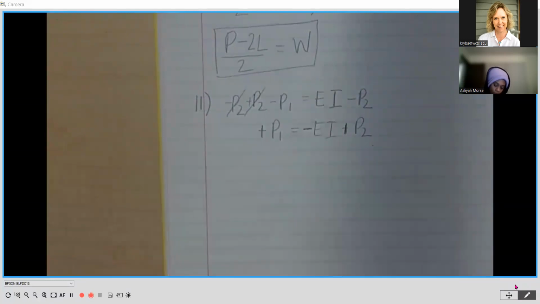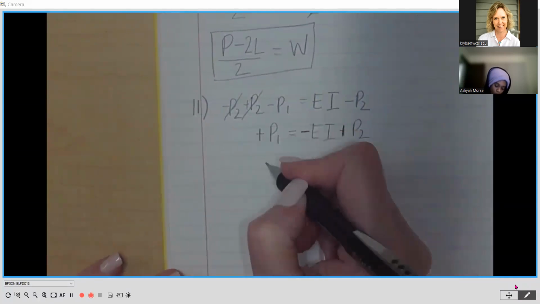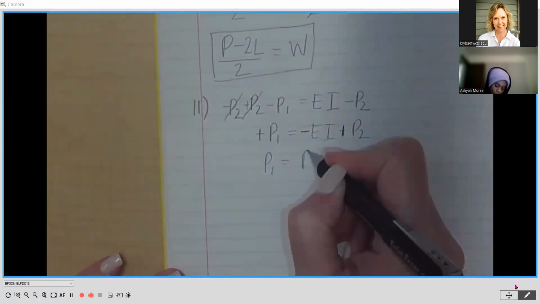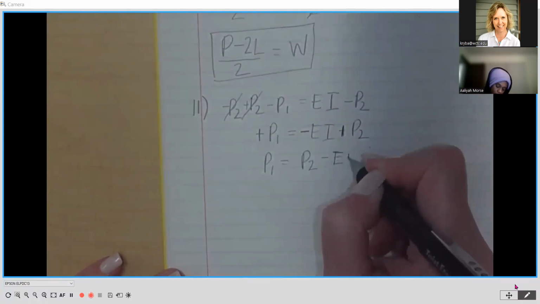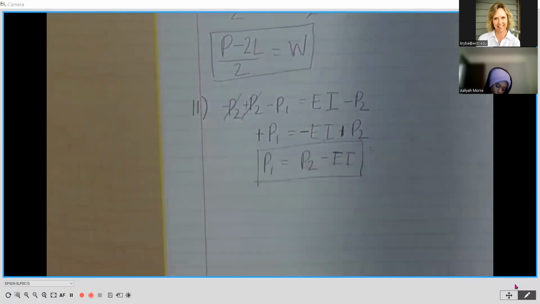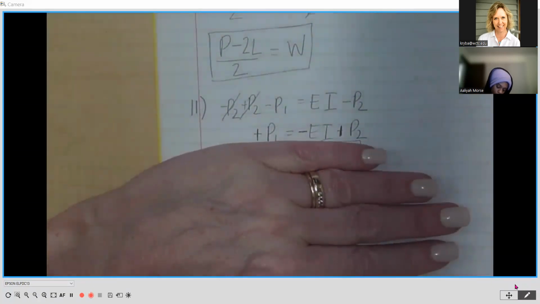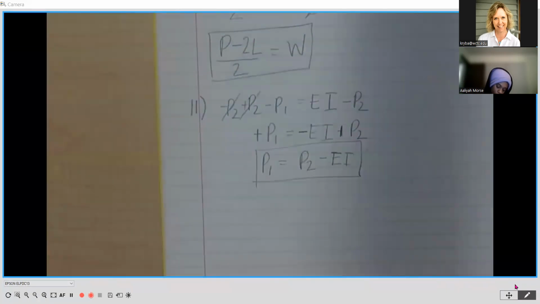If you leave it just like this, I'm good. But just me being me, I would write P1 is equal to P2 on the right-hand side minus EI, just because leading with the negative is something you'll see most often you don't do. But if you leave it there, I'm okay with that. I won't mark that wrong.